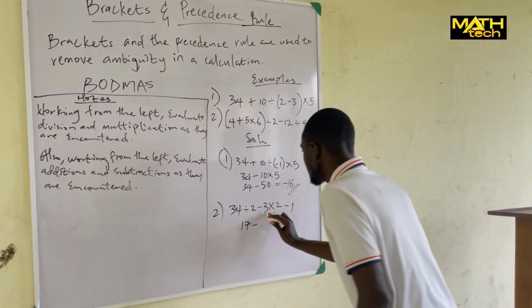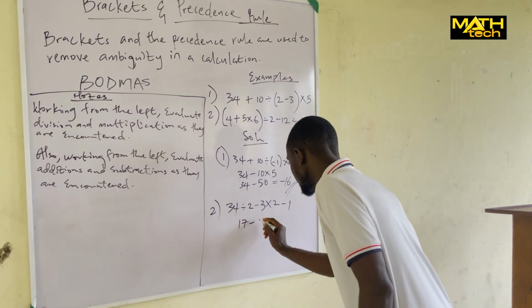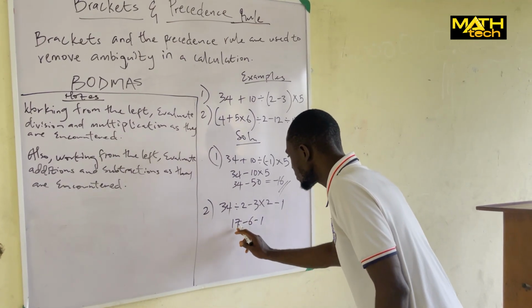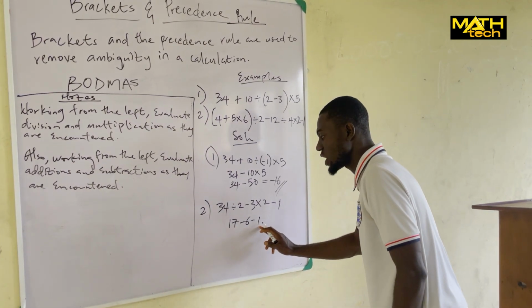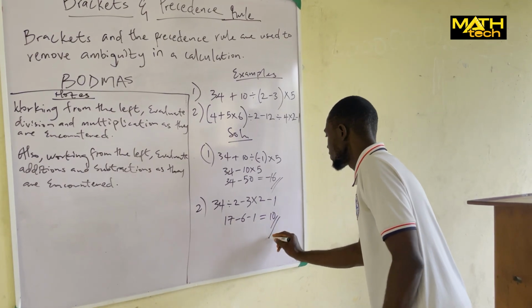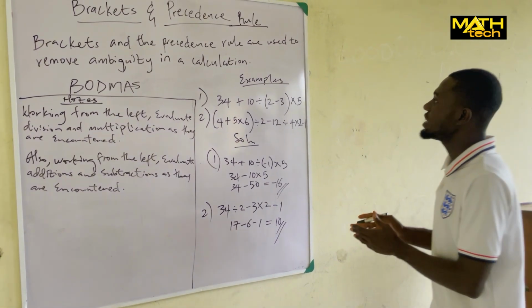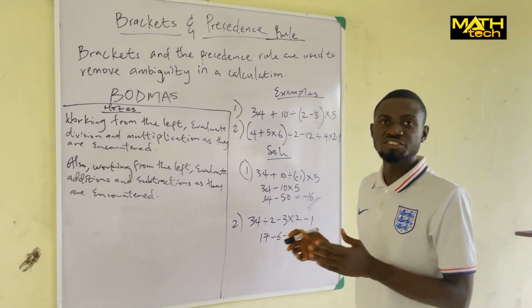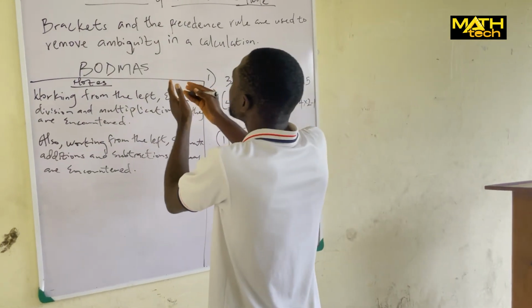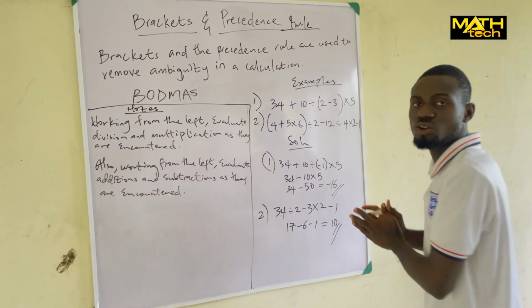17 minus 3 times 2 here will give us what? 6. Minus 6 minus 1. So 17 minus 6 minus 1 will give us what? 10. So following our brackets and precedence rule, we see that it helps us remove ambiguity in our calculation, and we are seeing that here.